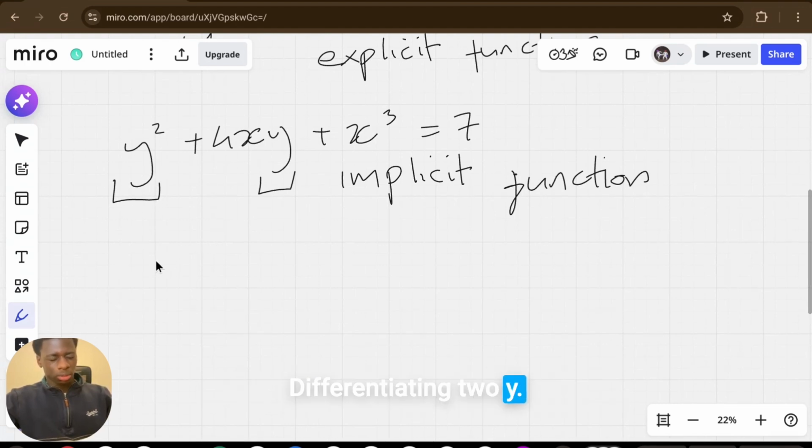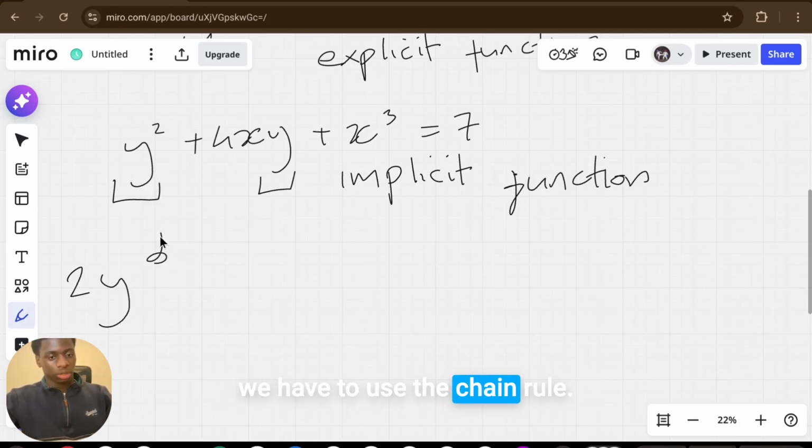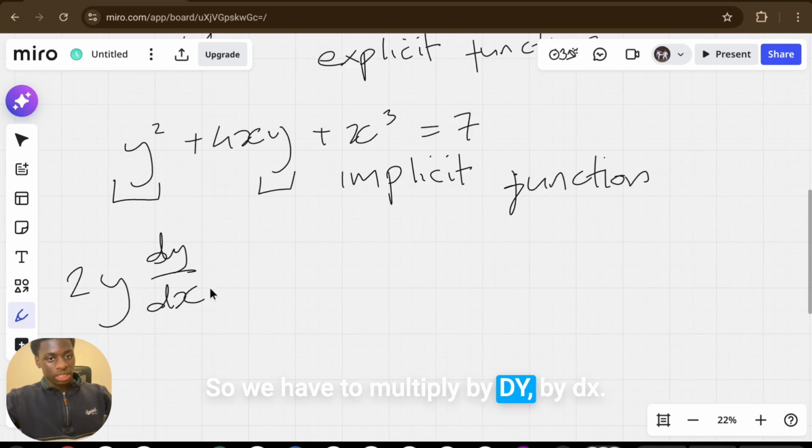Differentiating 2y, let's see what happens. So typically, we bring down the 2, and we take 1 away from it. And then we have to remember, and this is what examiners are looking out for, that y is a function as well, which means we have to use the chain rule. So we have to multiply by dy by dx.